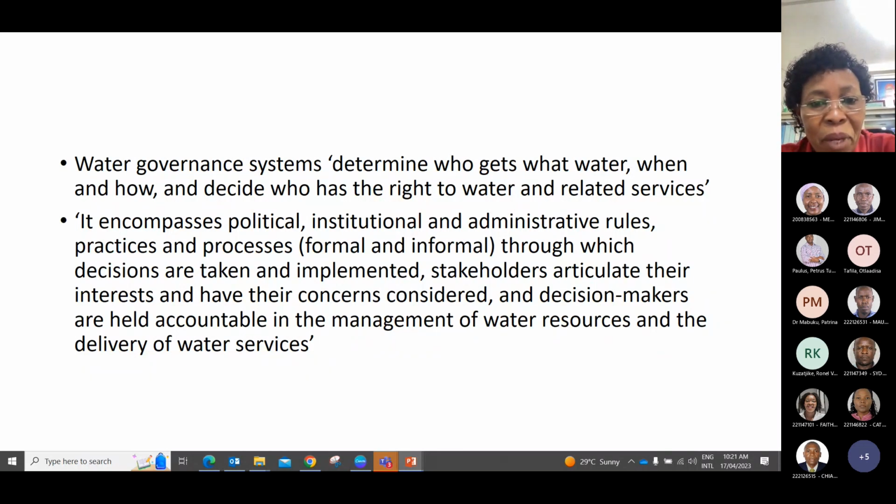And this had also been mentioned, I think, by the OECD on a water governance system. It says to determine who gets what, when and how, and who has the right to water and related services.